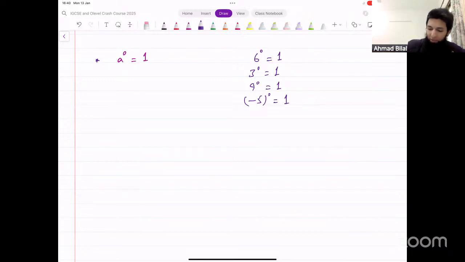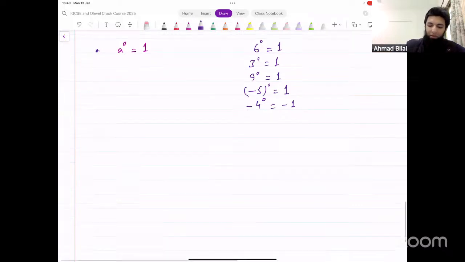Okay? What about this? Minus 4 raised to power 0? Remember BODMAS? Power gets evaluated first, right? Before the negative. This will be minus 1, right? Because 4 raised to power 0 evaluates to 1, and we have minus with that. This is going to be minus 1, right? But anything raised to power 0 is equal to 1. All right?